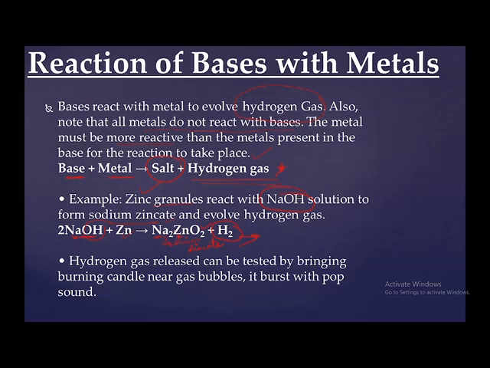Hydrogen gas is liberated in both cases, whenever an acid reacts with a metal, and also when a base reacts with a metal. So how do I determine the evolution of this hydrogen gas? It can be tested by bringing a burning candle near the gas bubble. It bursts with a pop sound. This is important: if there is liberation of hydrogen gas, there is a pop sound, and this pop sound indicates the evolution of hydrogen gas.